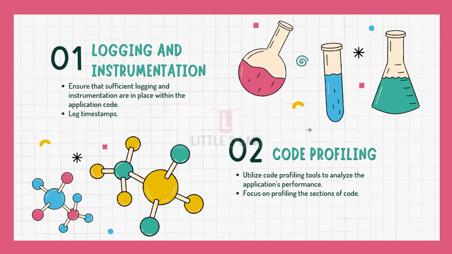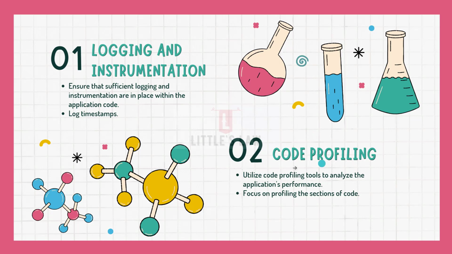The second thing is we have to log the timestamps at critical points in our application code which are related to the transactions in question. For example, if a particular transaction has high response time, we have to log the timestamps during the critical points in the application code. So that's the first thing, and it is very critical: we have to set up the logging and instrumentation.